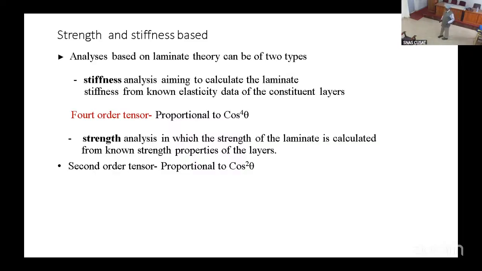Stiffness is a fourth order tensor. What is meant by fourth order? Tensor involves cos theta and so on; fourth order means cos raised to 4. Whereas strength is second order. Why second order? One step below strength is stress. Stress is what you get when you resolve it: P into cos squared theta. So that is a second order tensor. So stiffness is a fourth order tensor, whereas strength is second order, because you have to design based on these things.